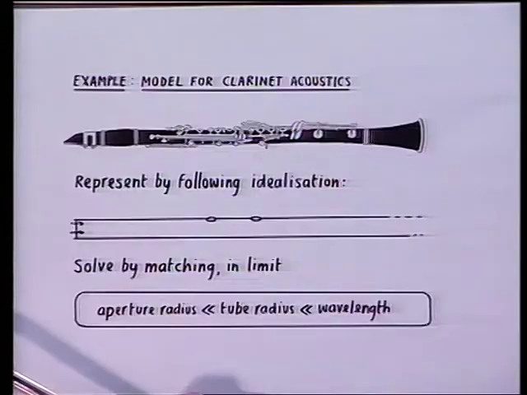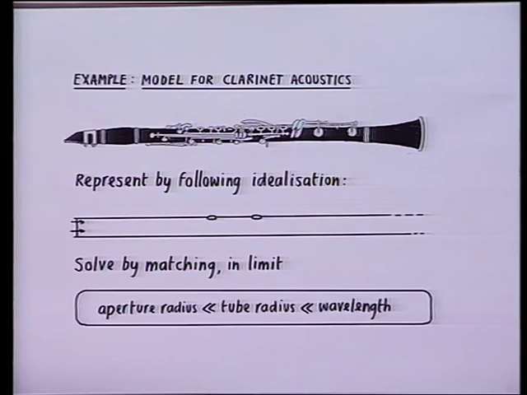The picture here shows a diagram of a clarinet. Solving the flow problem through such a complicated instrument is extremely difficult, so one makes a mathematical idealization. An applied mathematician would represent this complicated geometry by a much simpler one, in which the reed motion is represented by a piston, and here this shows a couple of open holes of the clarinet.